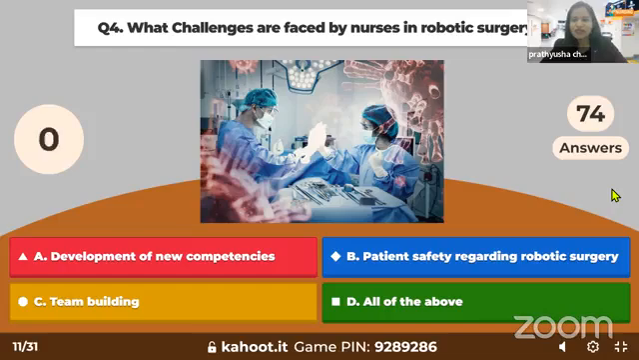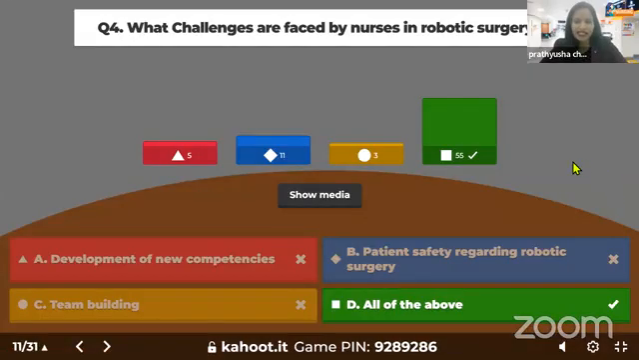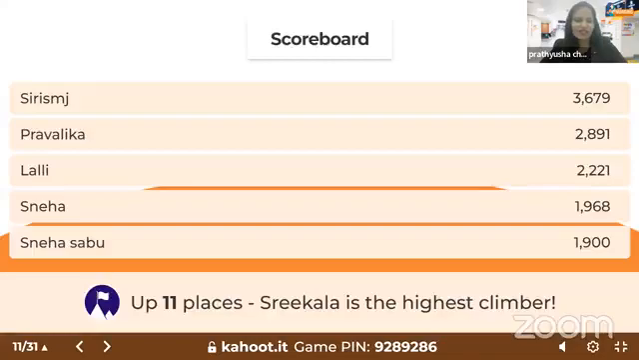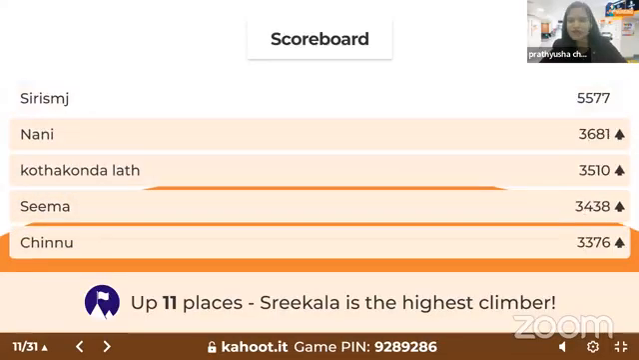So most of the people are answering. Yes, 74 have answered this question. Yes, all of the above. Most of them have answered. 55 have answered it correctly. Congratulations. Let me see who is on the top score. Wow. Again, Siri SMJ is on the top score, and Nani, Seema and Chinu were on the last rows.